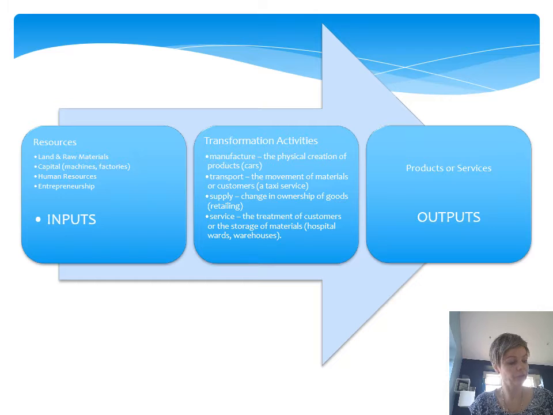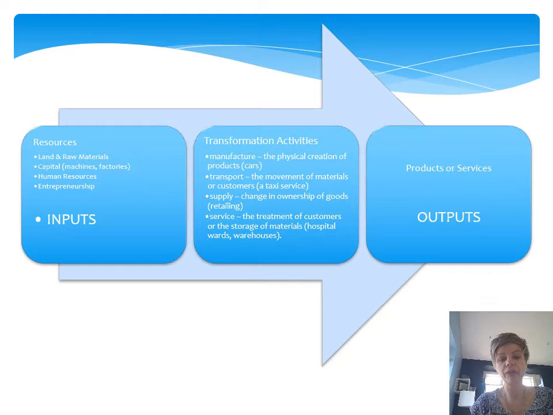Next is question number 13. What are the 4 main transformation activities? So if you look on this slide, you will see again that we talk about the inputs, which are the resources: land and raw material, capital, machines and factories, not money, human resources, labor, etc., and entrepreneurship, the person or people or business that puts it all together. They are transformed into outputs. And there's 4 different ways of doing this. There's 4 what we call transformation activities.